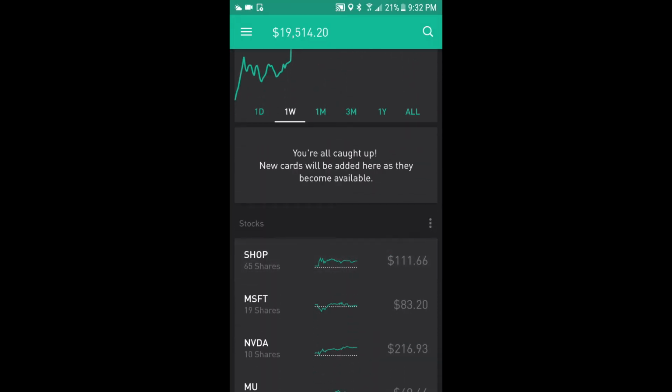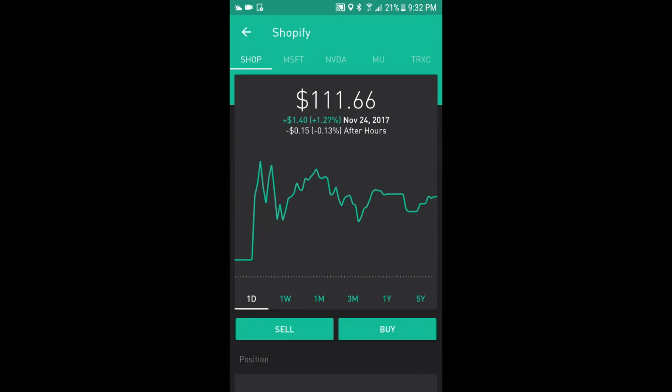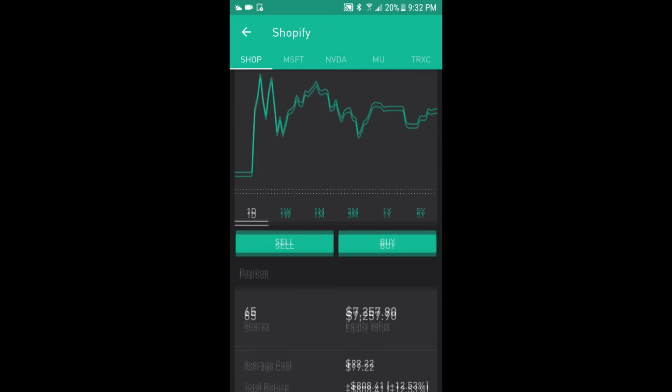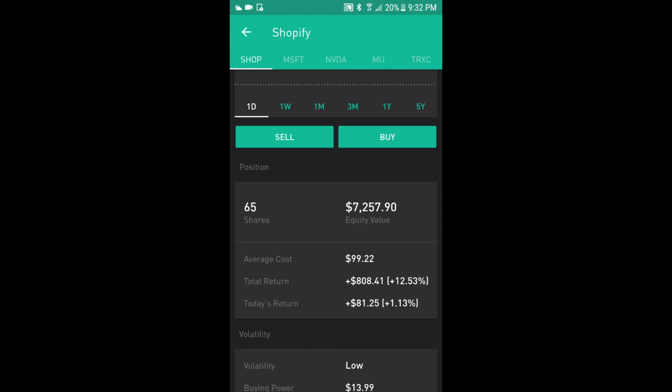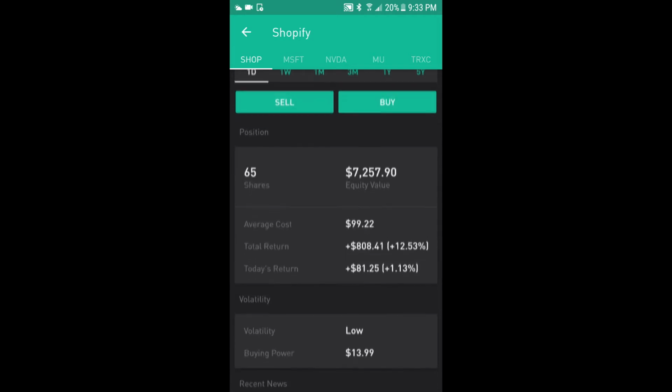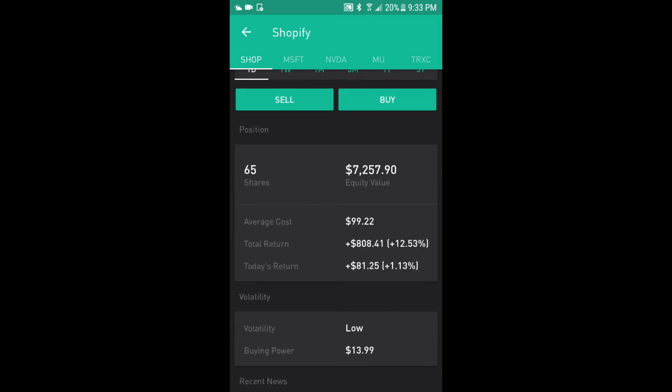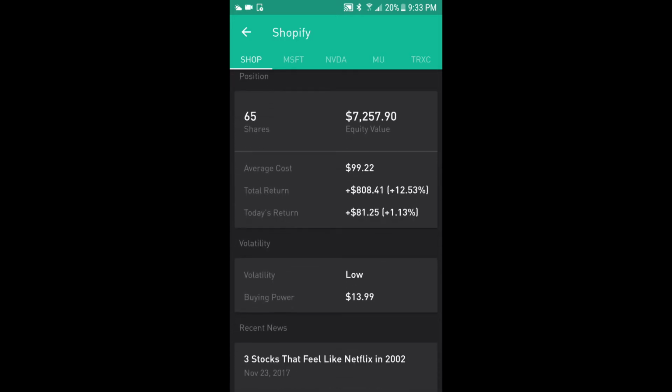Moving on, we have each stock individually and all the information that Robinhood gives to you about each stock. Shopify, it tells me how many shares I own of it, what my equity value is. This is the total price of all of your shares combined. It shows you the average cost. That's how much money you paid on average for each share that you've purchased.